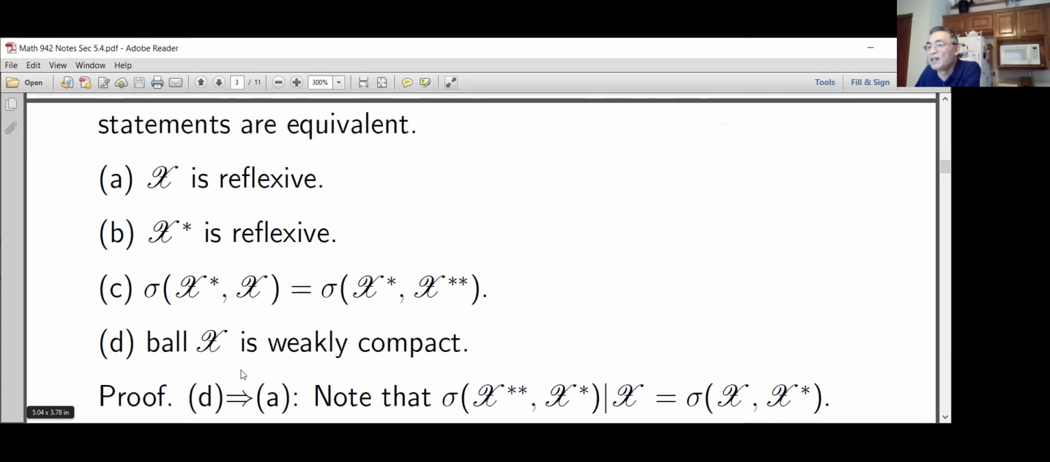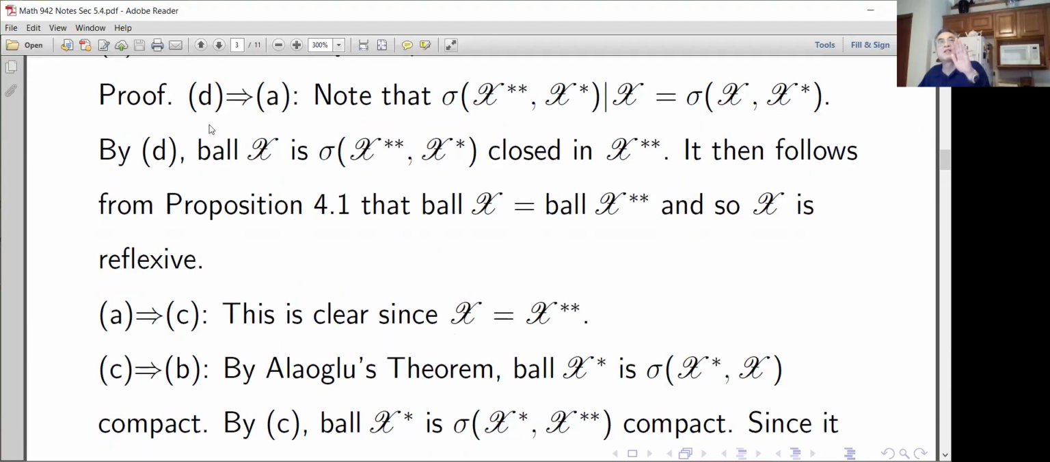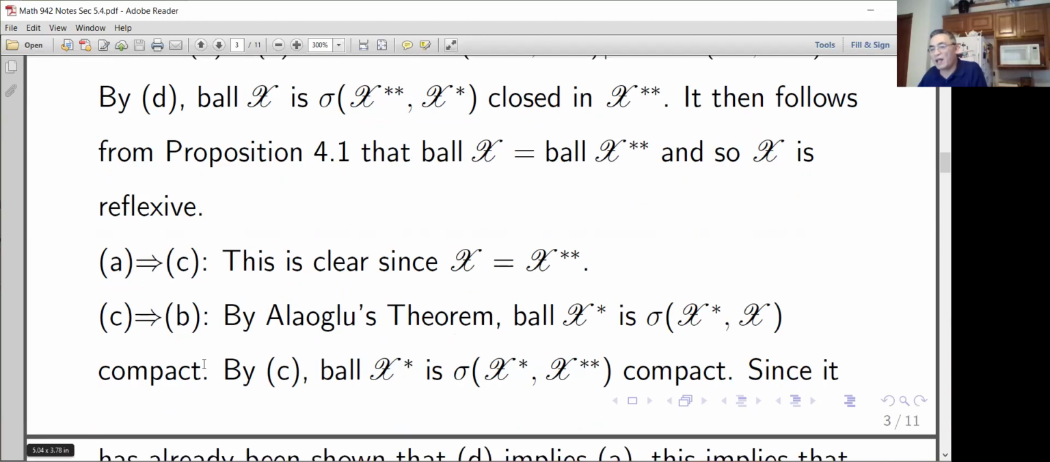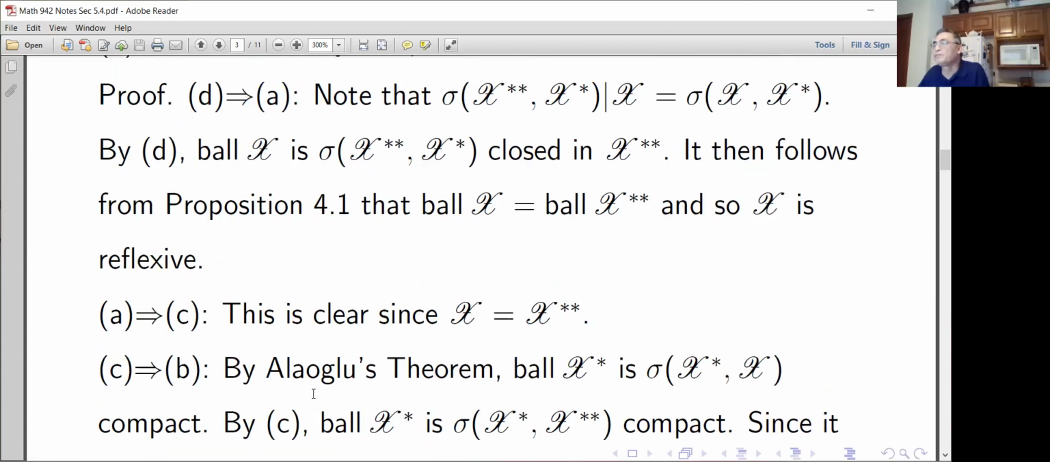Let's see that our proof goes this way. We are going to have a simple loop to prove this. We prove D implies A, and A implies C, C implies B, and B implies D. So we have a simple loop to prove the theorem. So D implies A.